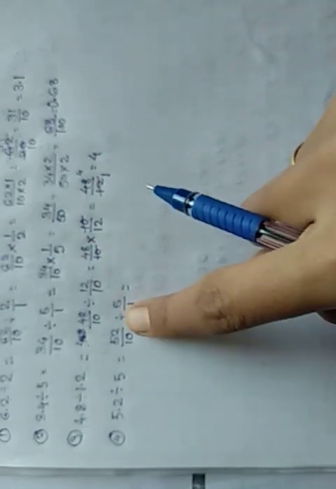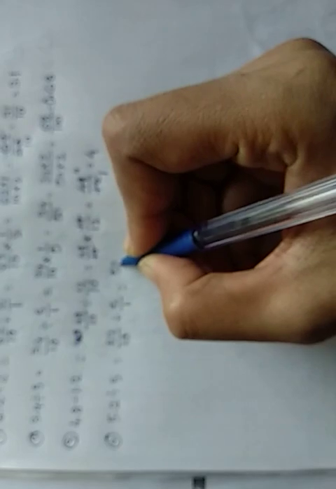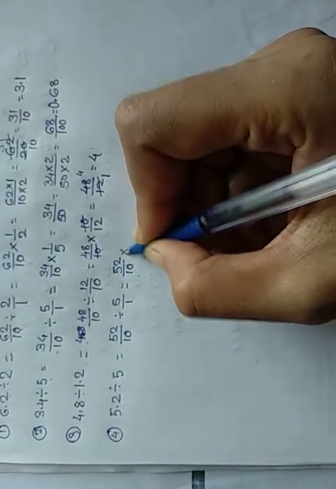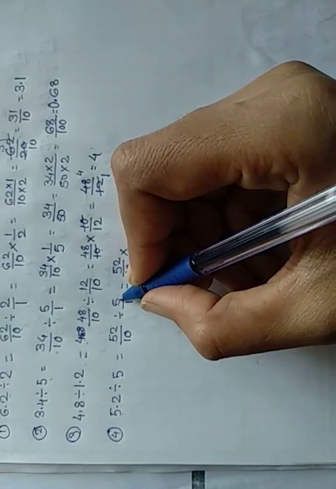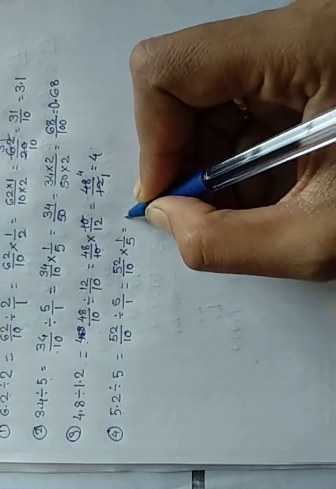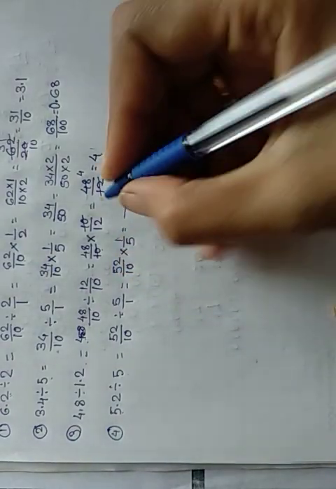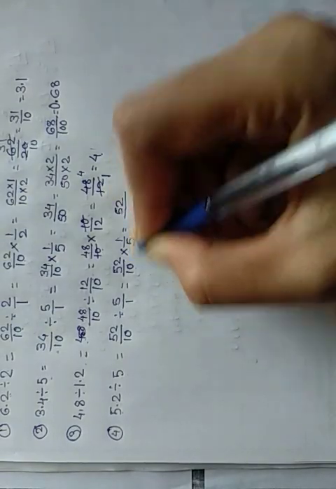So now convert this division into multiplication. First write down the first fraction as it is, 52 upon 10. Convert this into multiplication and write down the multiplicative inverse of 5 upon 1, that is 1 upon 5. So here the answer is 52 ones are 52, 10 fives are 50.